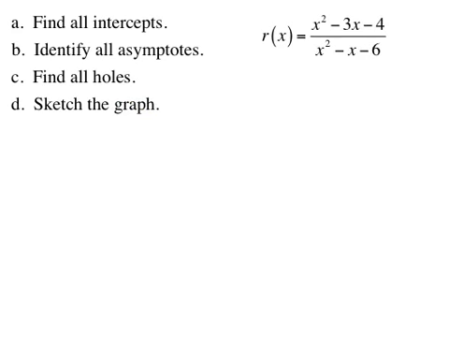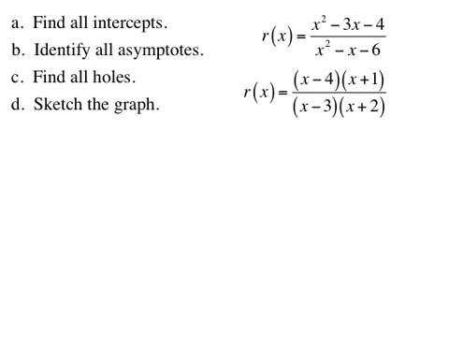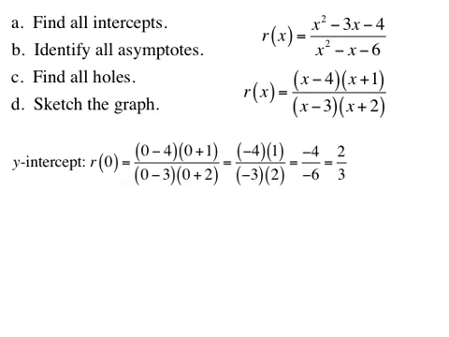Okay, same thing here. We want to go ahead and find the intercepts, asymptotes, holes, and then sketch the graph. So our first strategy is to factor. So (x minus 4) times (x plus 1) over (x minus 3) times (x plus 2). Y-intercept, plug in 0. 0 minus 4, 0 plus 1, 0 minus 3, 0 plus 2. Put all that together, negative 4 times 1, negative 4 upstairs, negative 3 times 2, negative 6 downstairs. We get a y-intercept of 2/3.